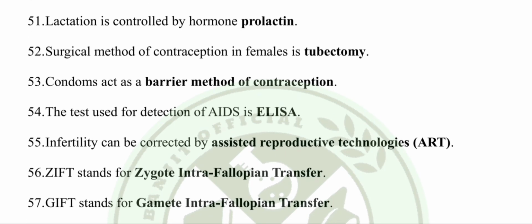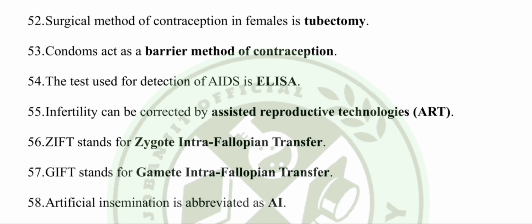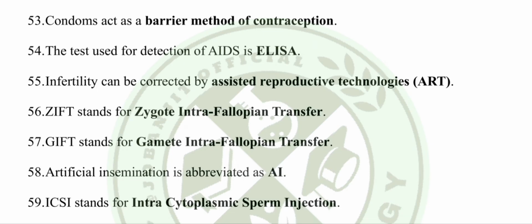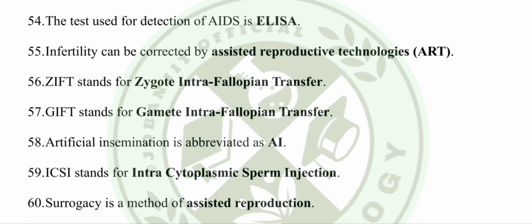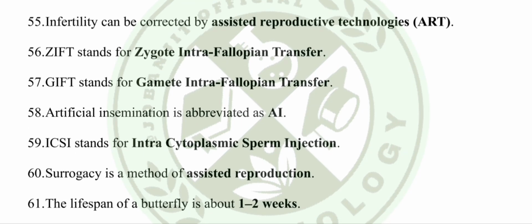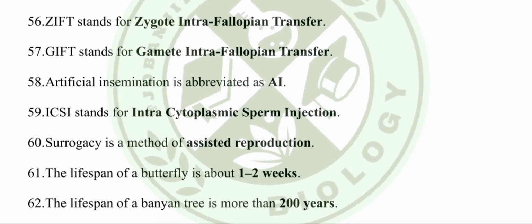51. Lactation is controlled by hormone prolactin. 52. Surgical method of contraception in females is tubectomy. 53. Condoms act as a barrier method of contraception. 54. The test used for detection of AIDS is ELISA. 55. Infertility can be corrected by assisted reproductive technologies, ART.